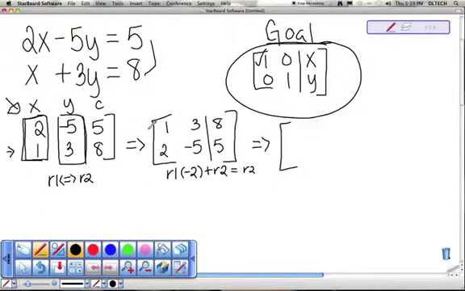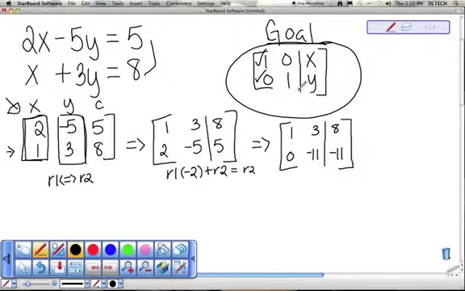So we'll keep our first row the same, so we'll just rewrite that. Now 1 times -2 is -2, and you add that to the 2, and that's a 0. 3 times -2 is -6, and you add that to -5, and that gives us a -11. -2 times 8 is -16, add that to 5, and that's a -11. So now our step 2 is done.